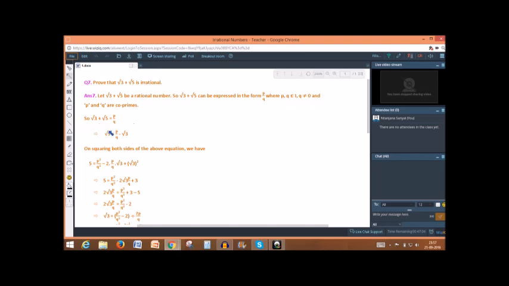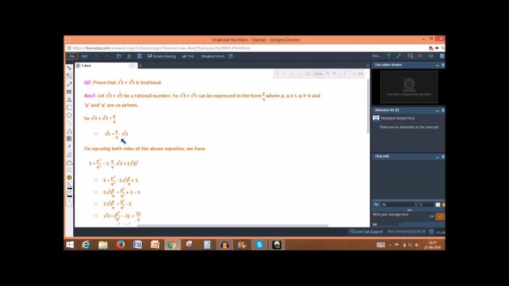Why are we taking? Because we want to eliminate the roots. Actually, we are not very comfortable with working with roots. So we want to eliminate the roots as far as possible. So we are taking this root 3 to this side and we are keeping root 5 to the left hand side.